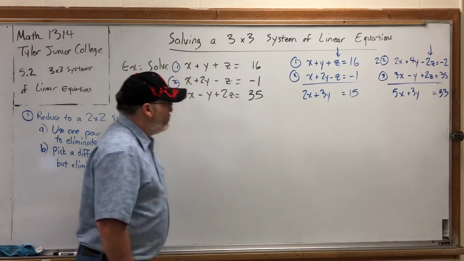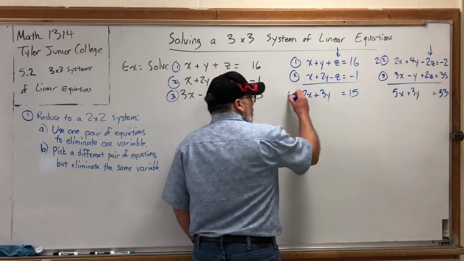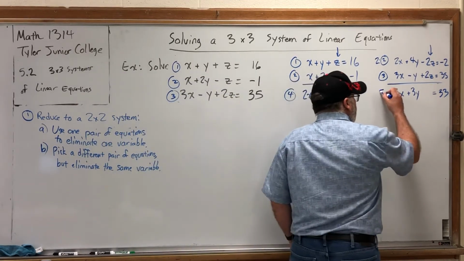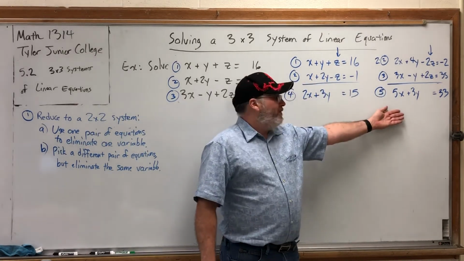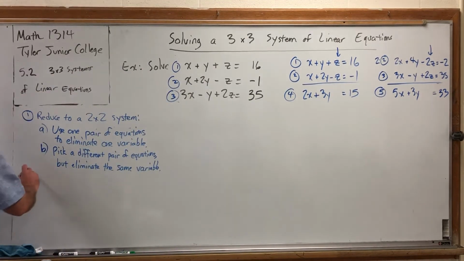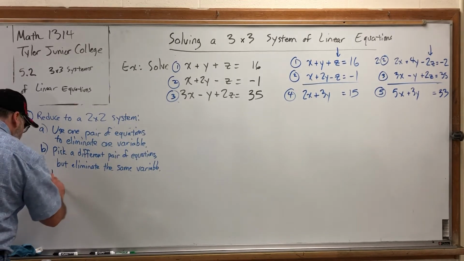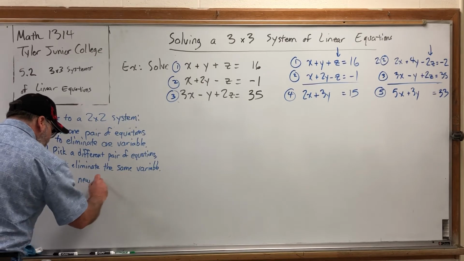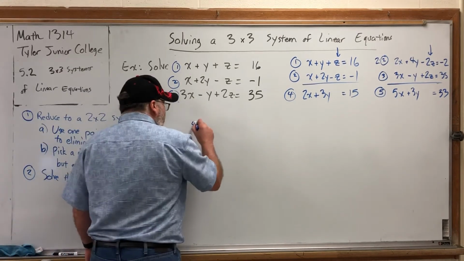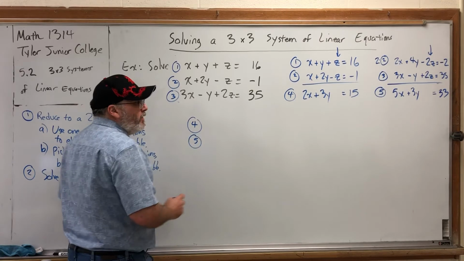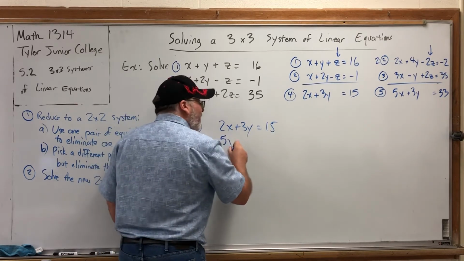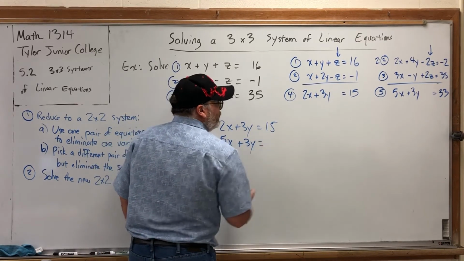I have two new equations. Here was the original 3. Our fourth new equation is the result of the first combination, 2x plus 3y equals 15. And our fifth new equation is the result of the second combination, 5x plus 3y equals 33. At this point, we have a 2x2 system. So our second step in general is to solve the new 2x2 system. In other words, do the same things we did in the previous videos. Let's bring equations 4 and 5 next to each other. Equation 4 is 2x plus 3y is equal to 15. Equation 5 is 5x plus 3y is equal to 33.